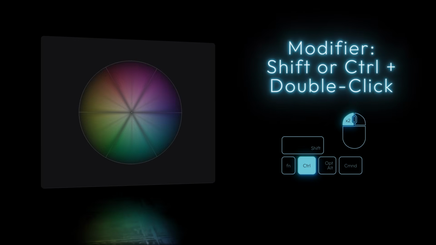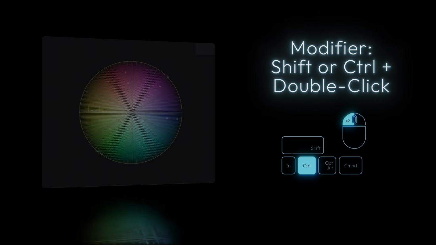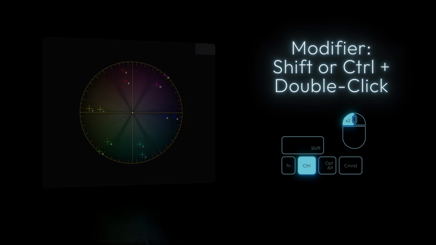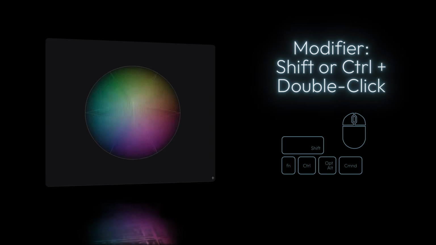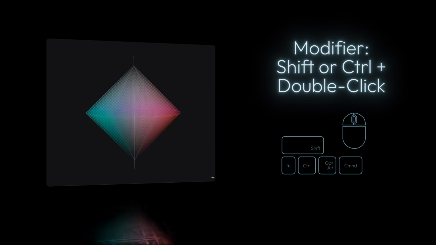There are a few pre-baked angles for quick access. Control double-click aligns the view with a typical vectorscope orientation, while Shift double-click snaps between orthographic views, front, side, and top. Double-click resets the viewer.